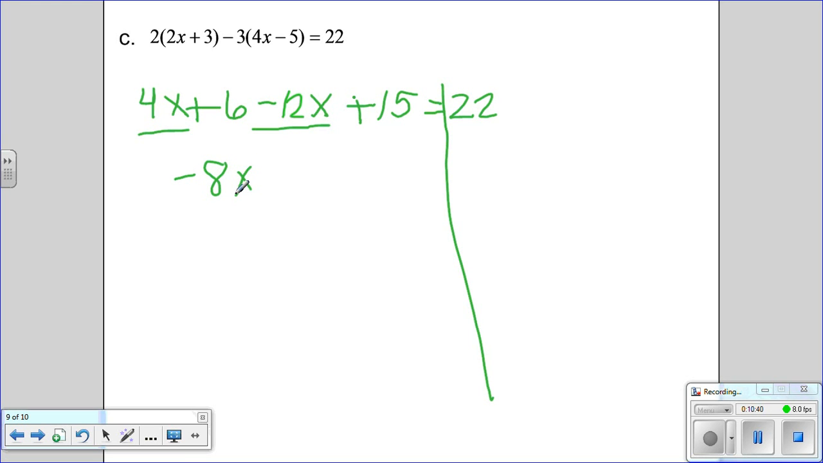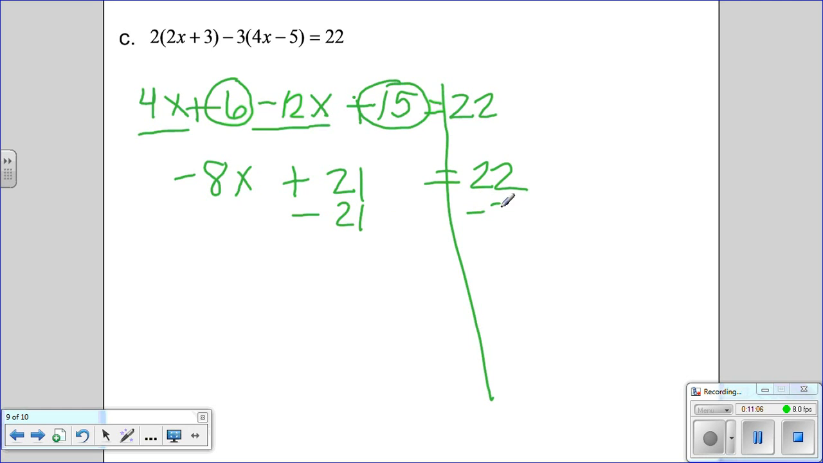Then if I look at my constants, I have positive 6, positive 15. That gives me positive 21. So the left side becomes negative 8x plus 21, and it's equal to 22. Okay, now let's solve by undoing the operation. So opposite of adding 21 is subtracting 21. The reason I do this is to cancel them out.